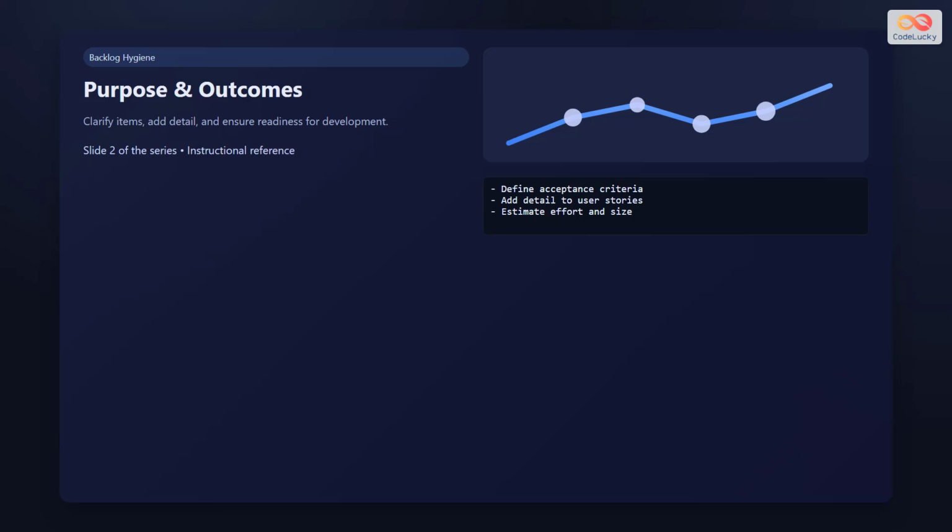Backlog refinement is the process of reviewing and improving items in your product backlog before they are ready for development. It involves clarifying requirements, breaking down large items into smaller ones, and estimating the effort needed. This activity ensures your team always has clear, well-defined work ready to pull into the next sprint.